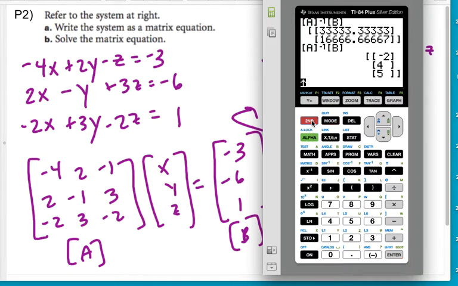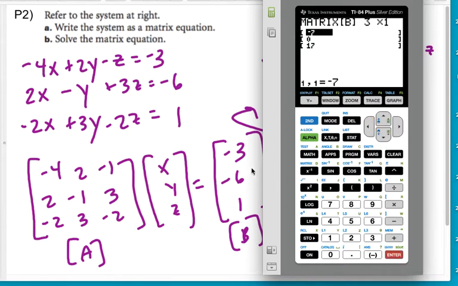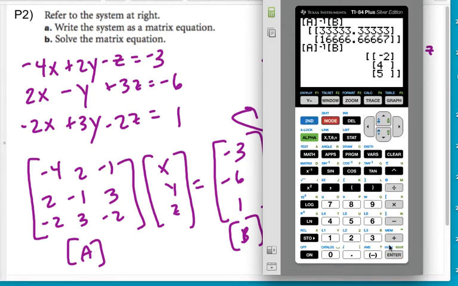And then I'm going to quit out, go back to my matrix, go over to edit, pick B, right? And now I have a negative 3, a 6, sorry, negative 6, my bad, and a 1. And you should always double check because it's the worst if that's the reason you get something wrong. So you quit out, and then I already have A inverse times B, so I just hit enter.